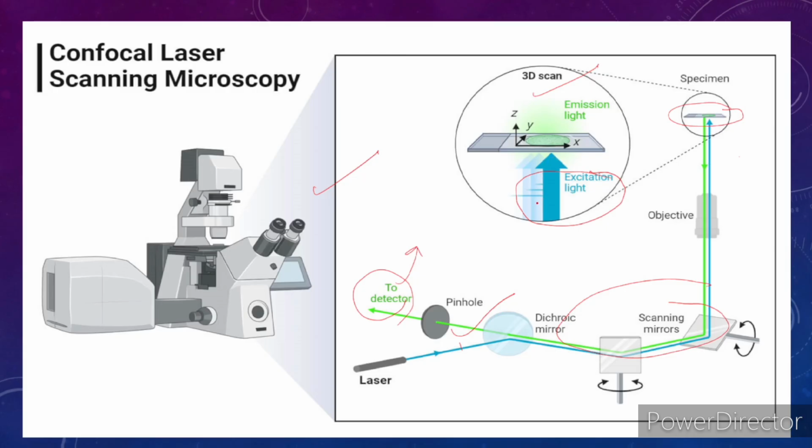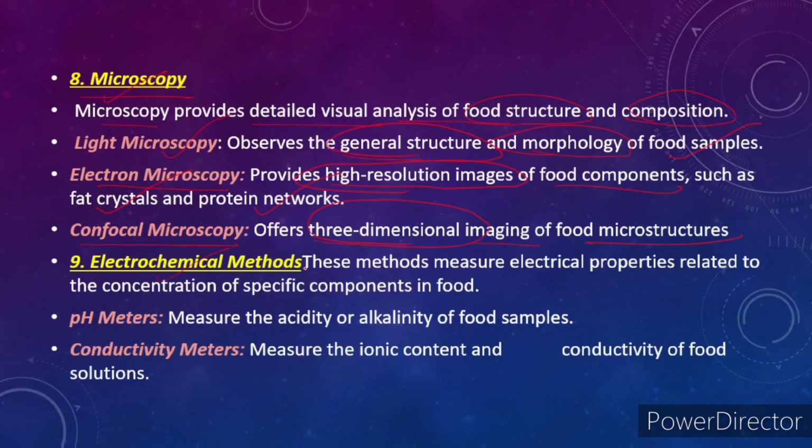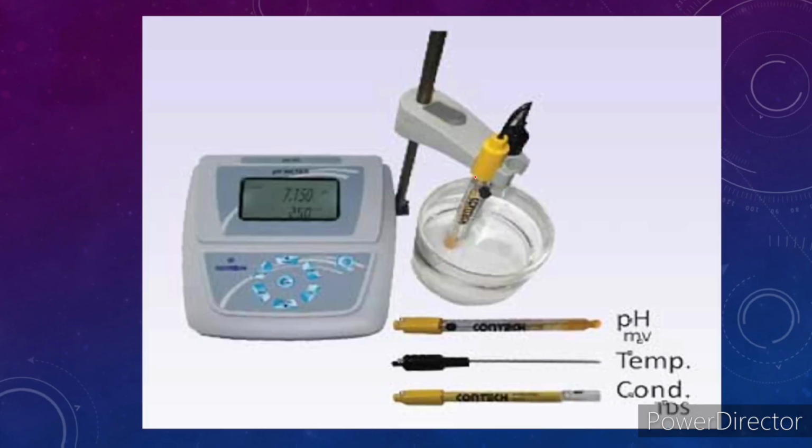Here we see the electrochemical methods. These methods measure electrical properties related to the concentration of specific components in food. pH meters and conductivity meters. pH meters measure the acidity or alkalinity of the food samples, and conductivity meters measure the ionic content and the conductivity of the food solutions.